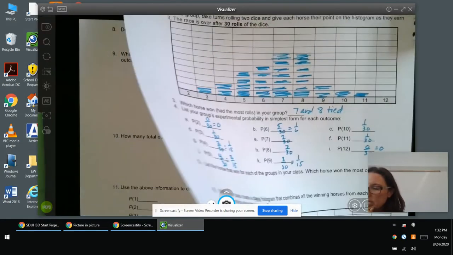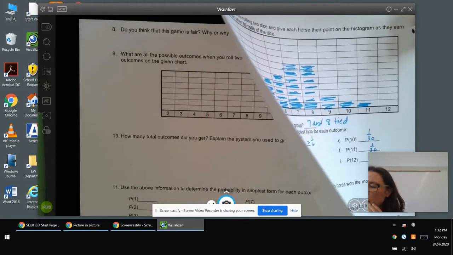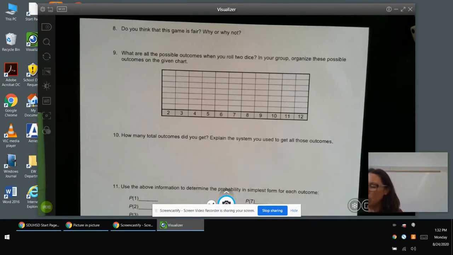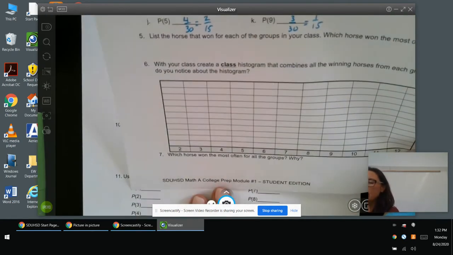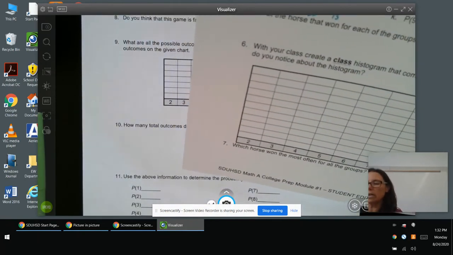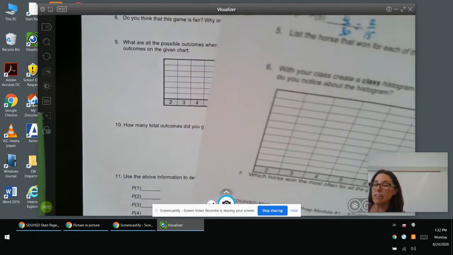Okay, so we're going to skip on down to number 9, I think would be a good one. Okay, we're going to do 9, 10, and 11. And then I'm purposefully leaving 5, 6, 7, and 8 blank so that we can come together as a class and finish that.